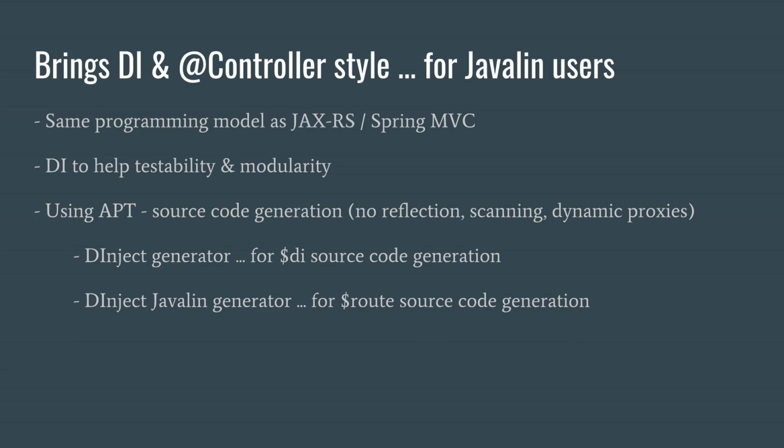We're doing this using source code generation via annotation processors. That's important in the sense that we keep ourselves nice and lightweight. There's no reflection, no classpath scanning, no dynamic proxies. We're using two annotation processors. There's a DInject generator, which is for doing the dependency injection, and then there's the Javalin generator, which is handling the web routes.